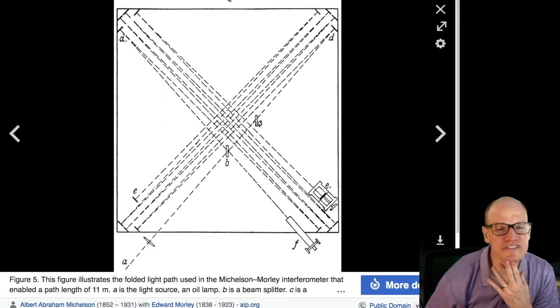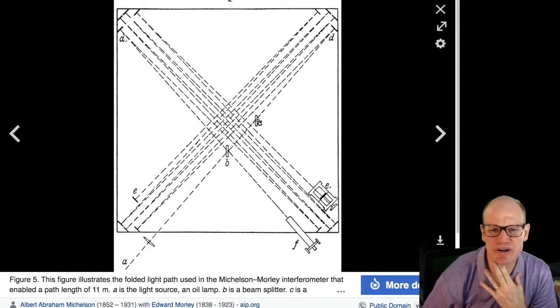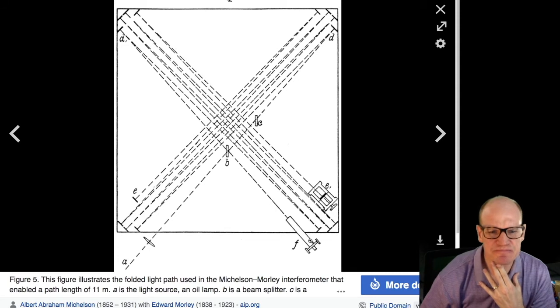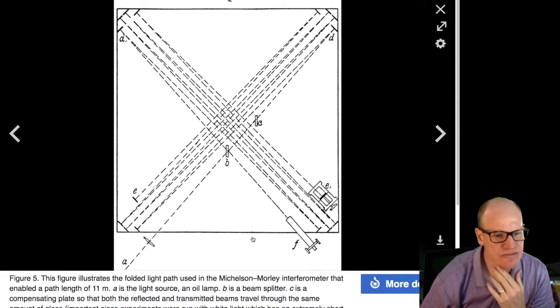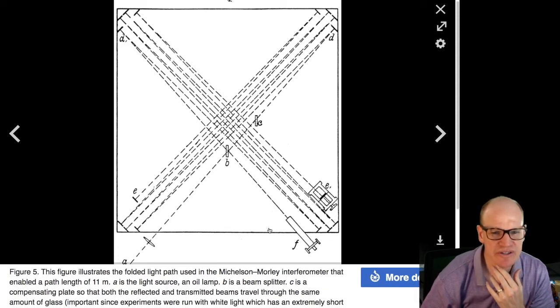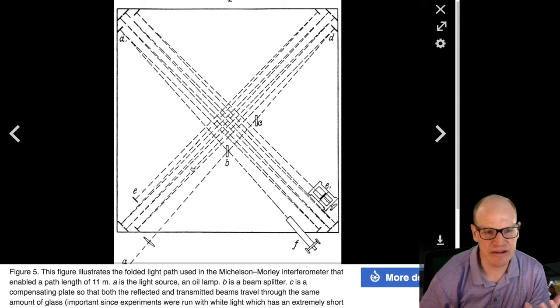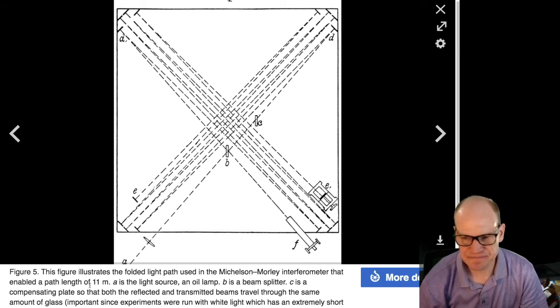I'm not sure what this does. That looks like it's drawn in the wrong spot. Anyway, so where does this say? Oil lamp B. There's no B. Is that the oil lamp? The figure illustrates a folded light path used in the Michelson-Morley interferometer that enabled a path length of 11 meters. So basically, when you combine all these things together, the light bounces back and forth between these different mirrors before it gets recombined, and you get 11 meters in length.